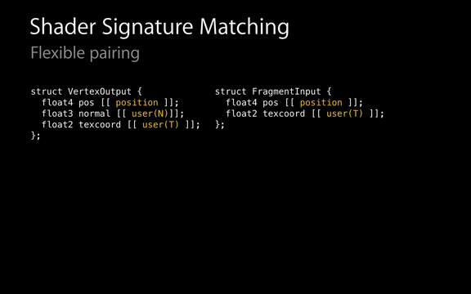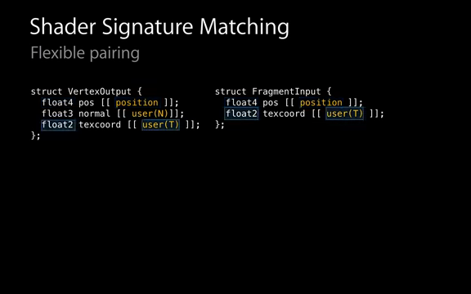I want to declare my own struct as my input to my fragment shader, and that can be a subset. In fact, that's typically very common if I use one vertex shader with many, many fragment shaders. So what is the rule here then? How do I pair? The rule is really simple. For anything that's an input to the fragment, its attribute name and type must exist in the vertex output. So in this example, I have position is a float 4 in my fragment input. It exists, and it's the same. Same thing for this attribute, user T.